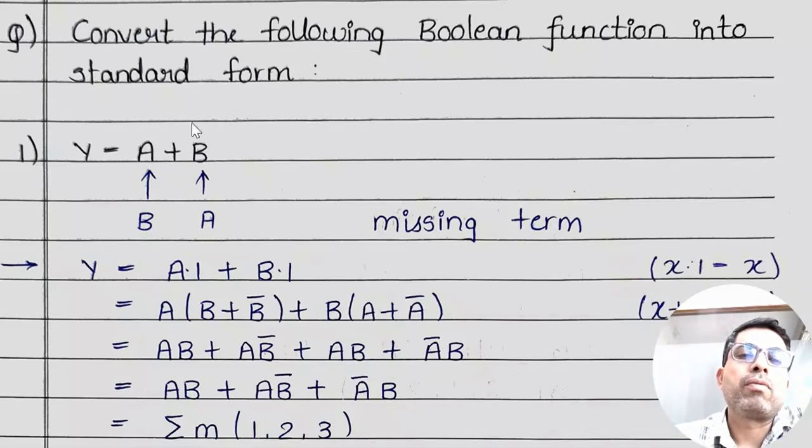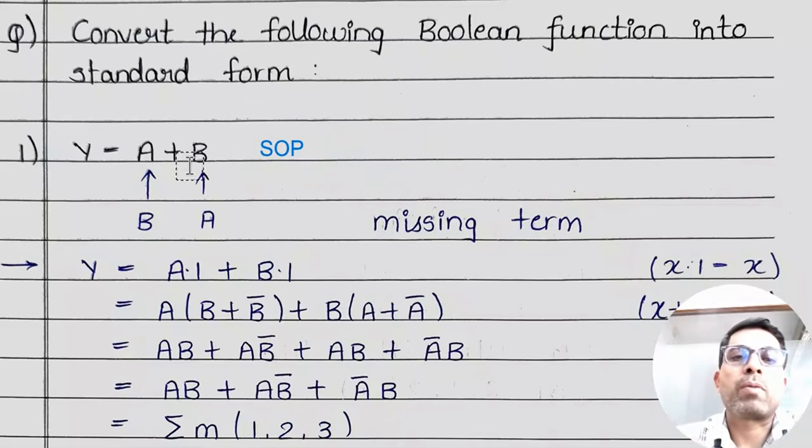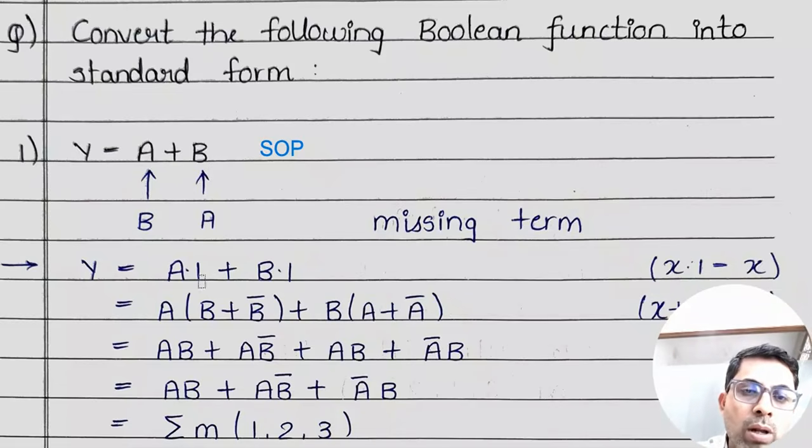First of all, you need to find out whether the given equation is in sum of product form or product of sum form. Whatever equation is given over here, it is in sum of product form, right? After finding this, you need to find out how many input variables there are. Two input variables are there, A and B.